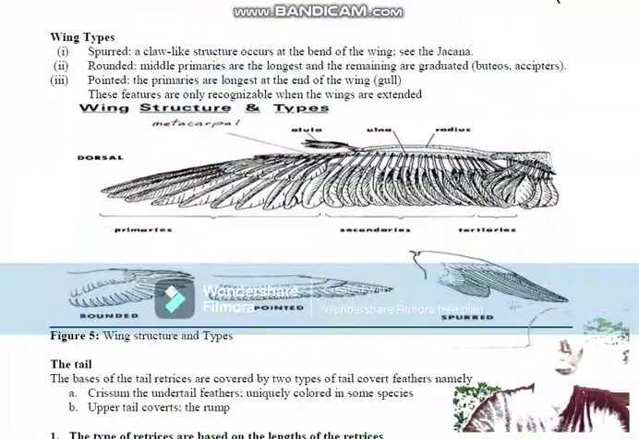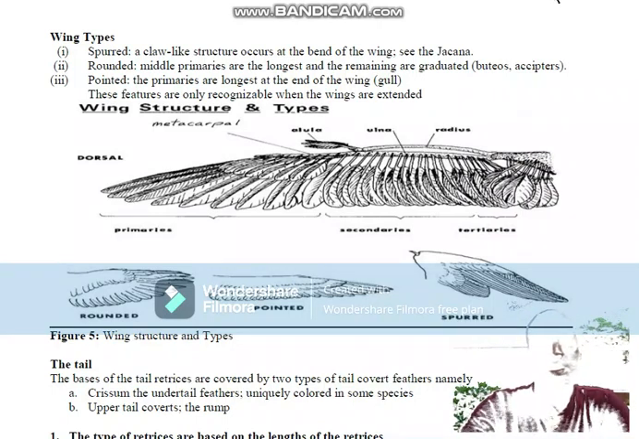Now, as I was saying, for the spurred wing, as the name claims, it has a claw-like structure that occurs at the end or at the bend of the wing. A good example of a bird with this type of wing is a jacana. For the rounded wing, the middle primaries are the longest, and the others are gradually graduated. For the pointed wing, the primaries are the longest at the end of the wing, and a good example is a gull.